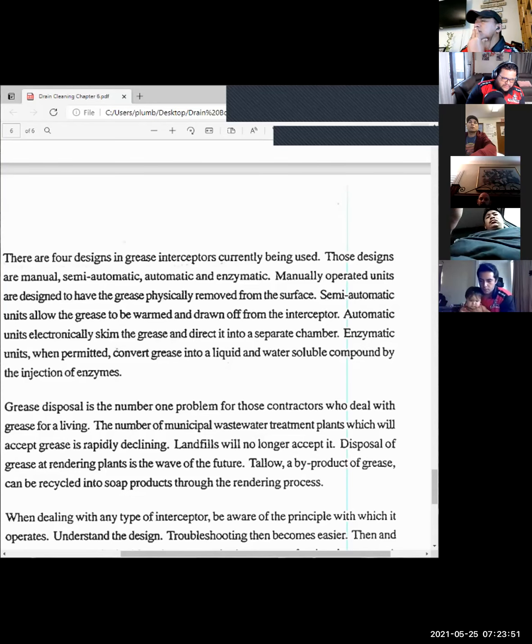Grease disposal is the number one problem for those contractors who deal with grease for a living. The number of municipal wastewater plants which will accept grease is rapidly declining. Landfills will no longer accept grease; disposal at rendering plants is the wave of the future.